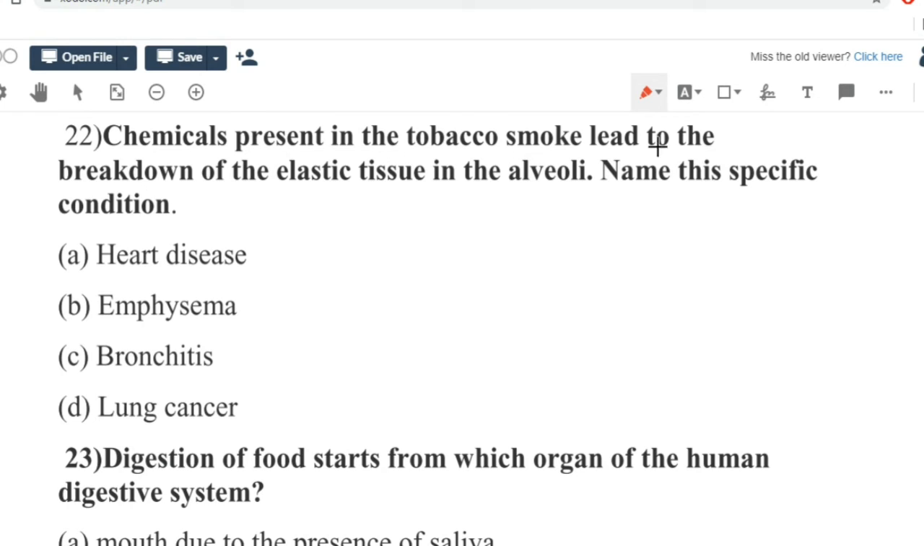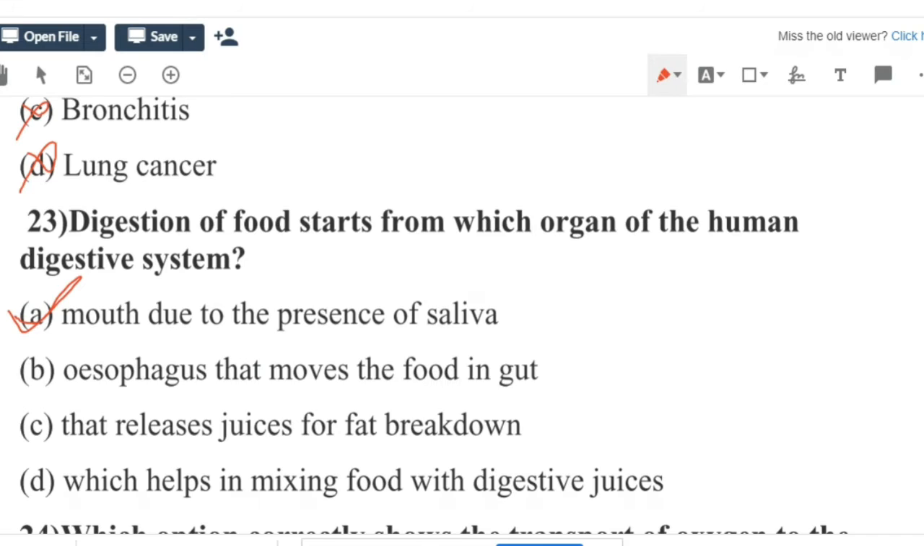Chemicals present in tobacco smoke lead to the breakdown of the elastic tissue in the alveoli. Name the specific condition. So we all know that definitely it is not heart disease. Bronchitis is not, because of the breakdown of the elastic tissue in the alveoli. Lung cancer is also not. So the answer is emphysema. Emphysema is a condition where there is a breakdown of the elastic tissue in the alveoli.